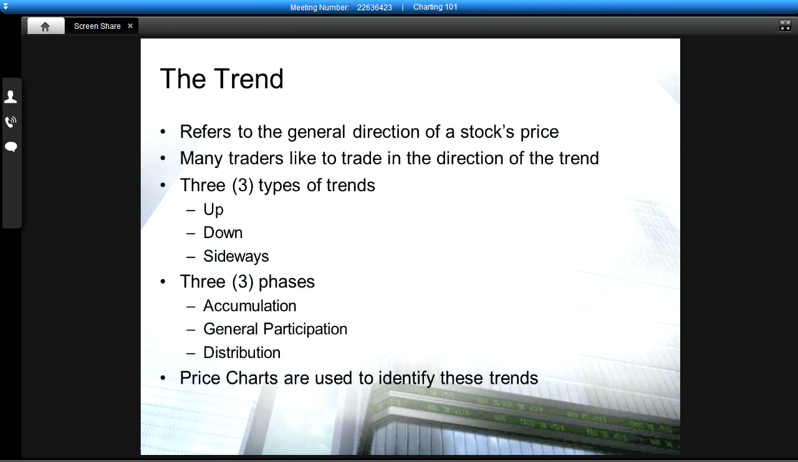One of the things that these traders are trying to find and determine is the trend. The trend refers to the general direction of the stock's price. Traders use price charts and indicators to identify the trend's strength and direction. There are three types of trends: up, down, and sideways. The stock market's always moving, and it's always going to move in one of those three directions. Now, when you look at a price chart, there are three phases that a price chart will go through: the accumulation phase, the general participation phase, and a distribution phase. And price charts are used to identify these different trends.